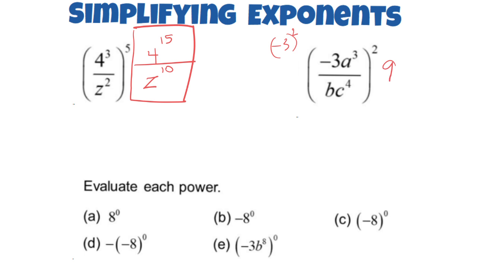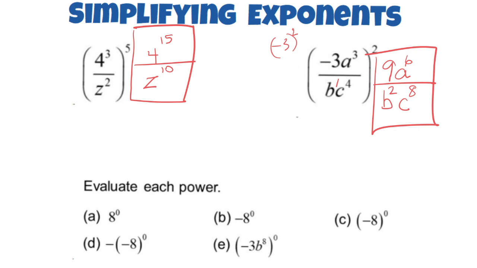Then you have this a to the 3rd to the 2nd. That's where you multiply exponents. Now everything in your denominator needs to be squared. So the b that's currently to the 1st is going to end up squared, and the c that's to the 4th is going to end up to the 8th power.